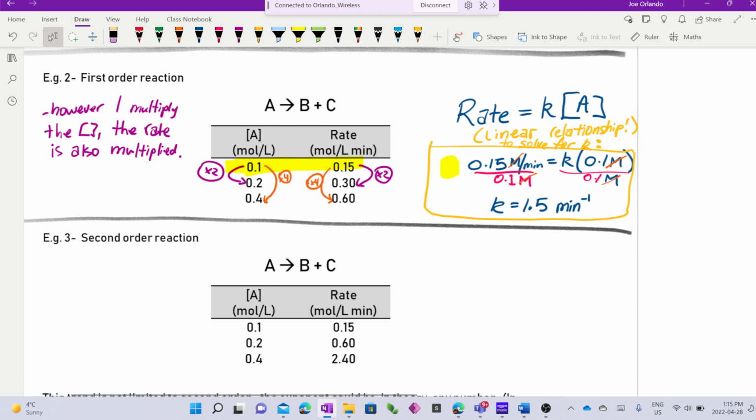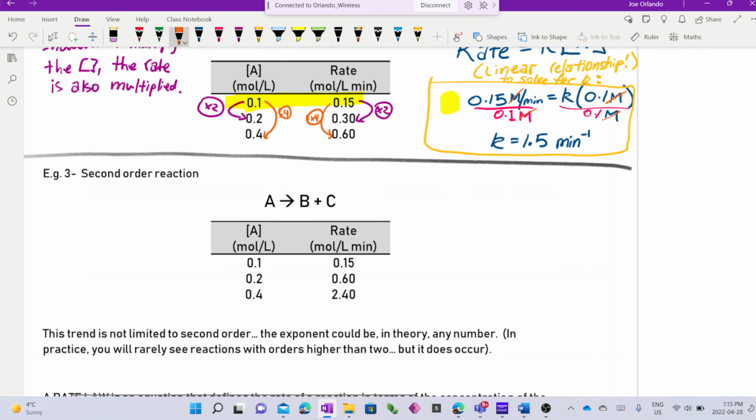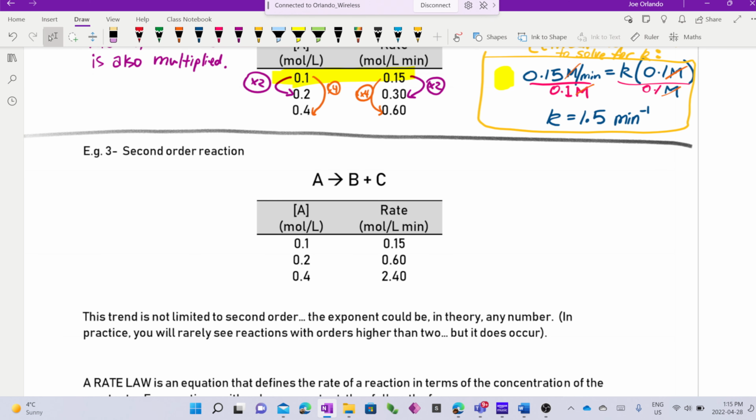But does that make sense? In first order, if you change one thing, the other changes the same way. Now, what about a second order reaction? Well, a second order reaction, let's look at.